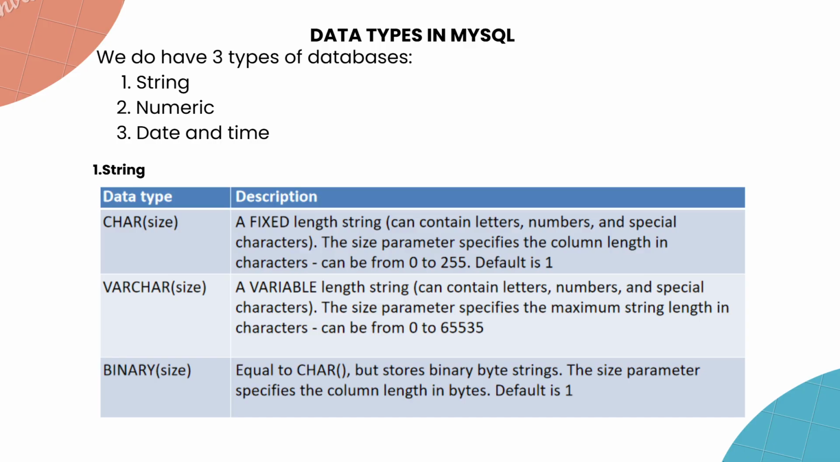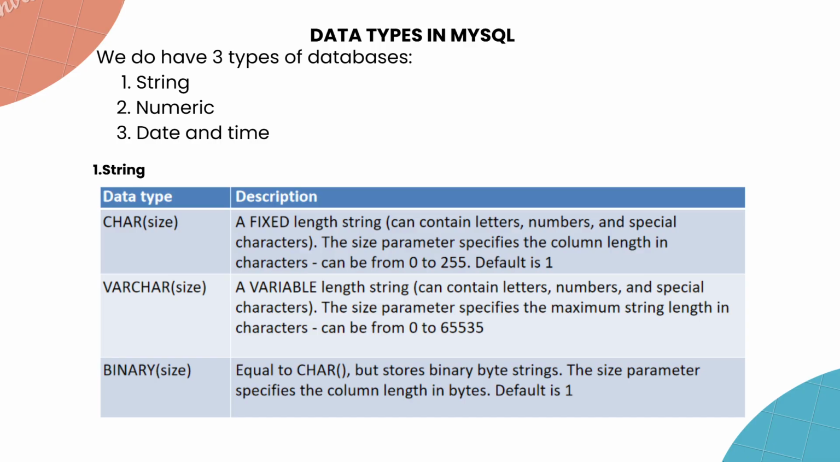Char, a fixed length string, can contain letters, numbers, and special characters. The size parameter specifies the column length in characters, can be from 0 to 255. Default is 1. Varchar, a variable length string, can contain letters, numbers, and special characters.